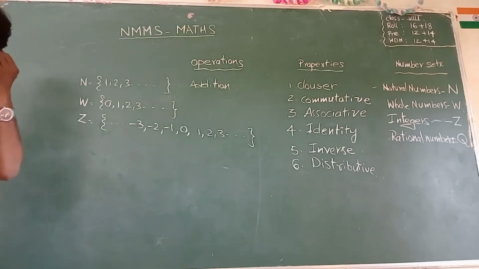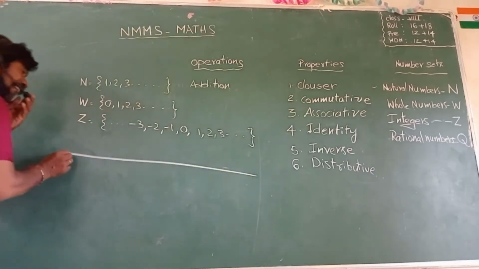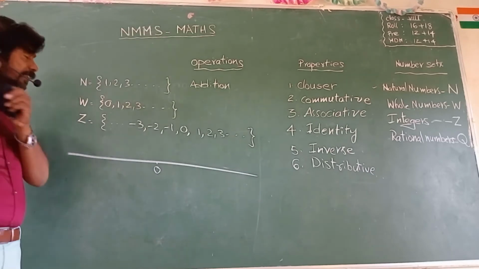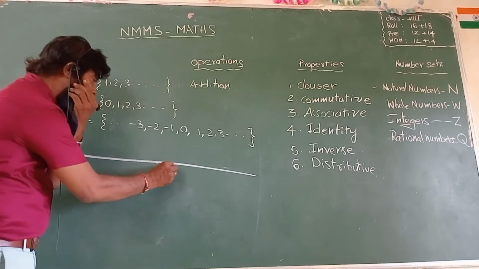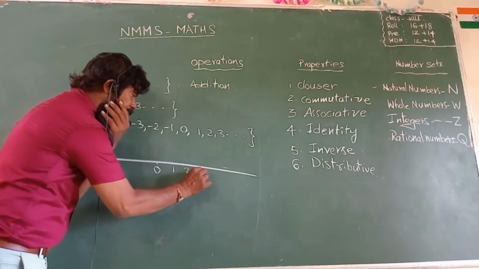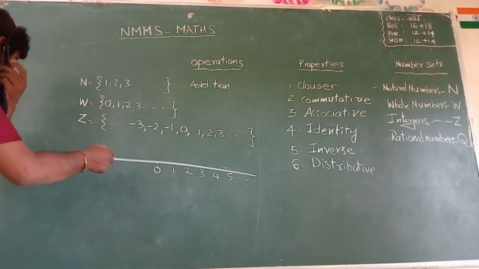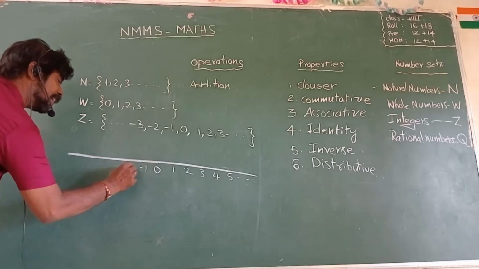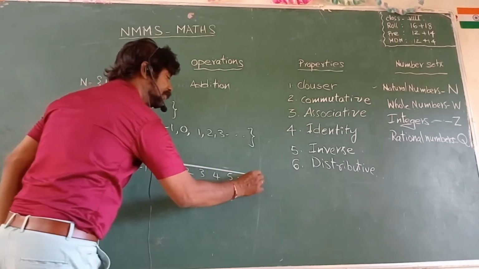And if you observe the number line, what we say is a number line, in a graph we can see this number line. So 0, 1, 2, 3, 4, 5 like that, and on this side -1, -2, -3, -4. Okay, understand?